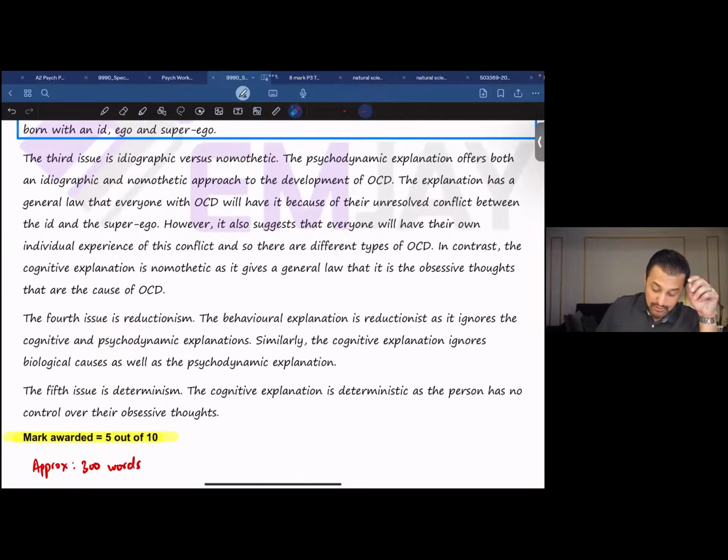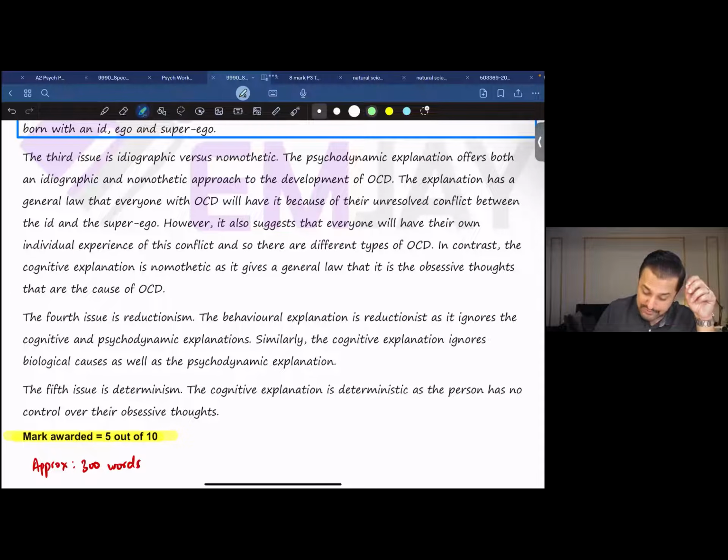A third issue is the ideographic versus nomothetic debate. This one. The psychodynamic explanation offers both an ideographic and nomothetic approach to the development of OCD. The explanation has a general law that everyone with OCD will have it because of the unresolved conflict between the id and the superego. However, it also suggests that everyone will have their own individual experience of the conflict, and so there are different types of OCD. In contrast, the cognitive explanation is nomothetic, as it gives a general law that it is the obsessive thoughts that are cause of OCD.